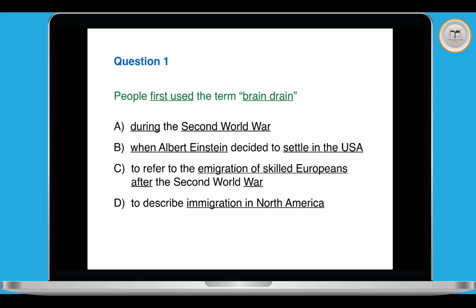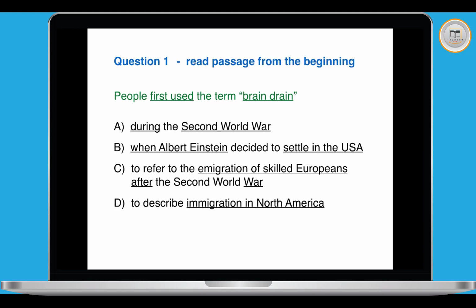Already you should see some interesting things in those choices. For example, choice A has the words during the Second World War, but C has after the Second World War. So that should be an easy difference to notice, during and after. There are some words that you could quite easily scan for, Second World War, Albert Einstein, USA. However, I think the main thing that you should be doing is searching for the question, not the choices.